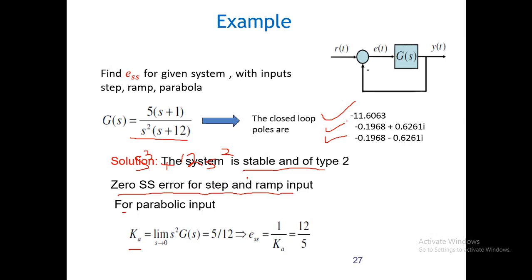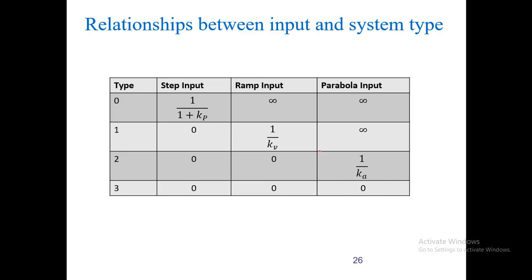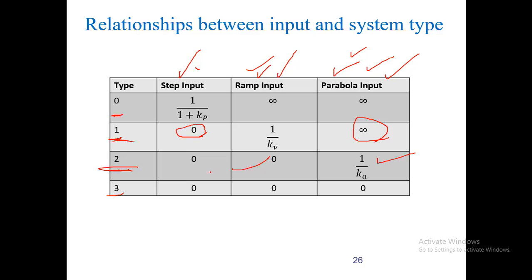You can see that the first thing we found out is the stability of the system as it is, and after that we looked at the type of the system. This was type 2 basically. We know that the only input that matters for this type 2 will be the parabolic input. In the previous table I showed you that for the type 2 system you have to apply parabolic input, and all the other inputs will result in zero steady state error. So that is why I didn't make that effort.